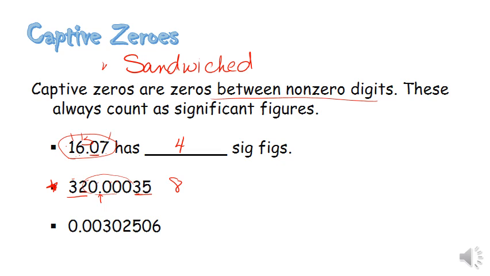Lastly, this number, these zeros, do they count? No. They're called leading zeros, and they don't matter, ever. This one counts. What about that 0? Would it count? Yes, it is sandwiched. And this 0, it is also sandwiched. So we have 1, 2, 3, 4, 5, 6 sig figs.